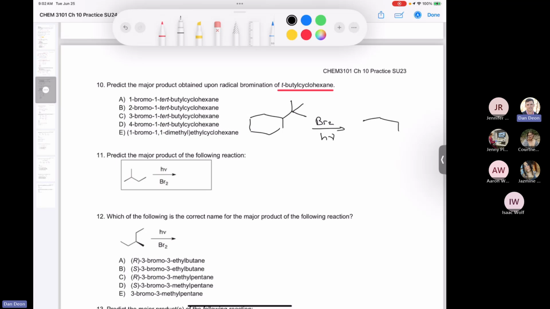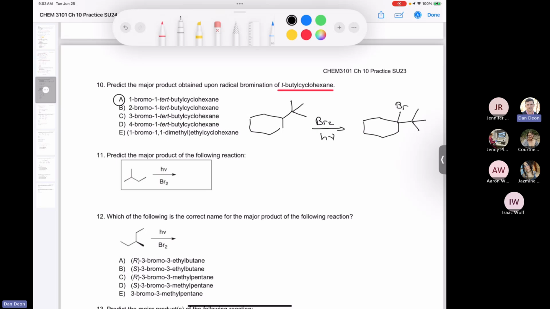So it's going to go to the tertiary carbon, and so I end up with something that looks like this. So I'd call this 1-bromo-1-tert-butylcyclohexane, which is A. 1-bromo-1-tert-butylcyclohexane. Not my best work there. Anyhow, let's see if we can fix that up. There you go. 1-bromo-1-tert-butylcyclohexane.